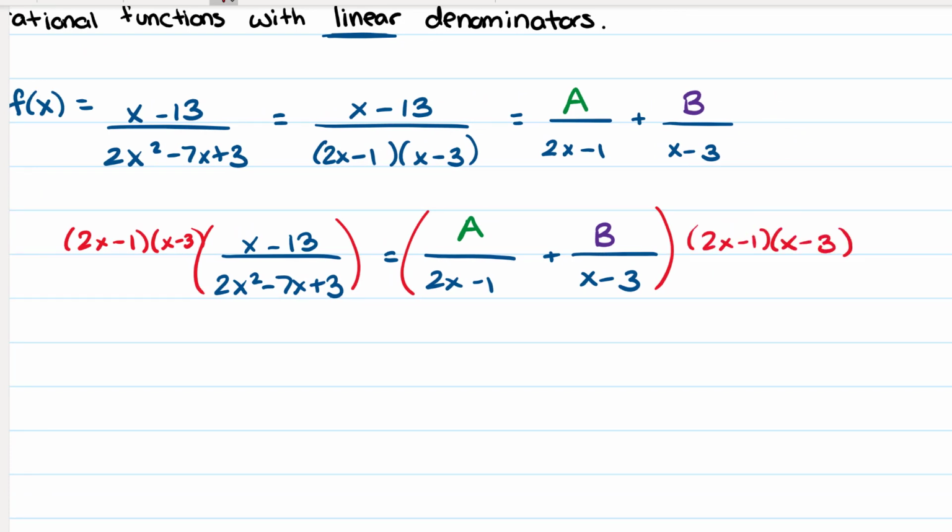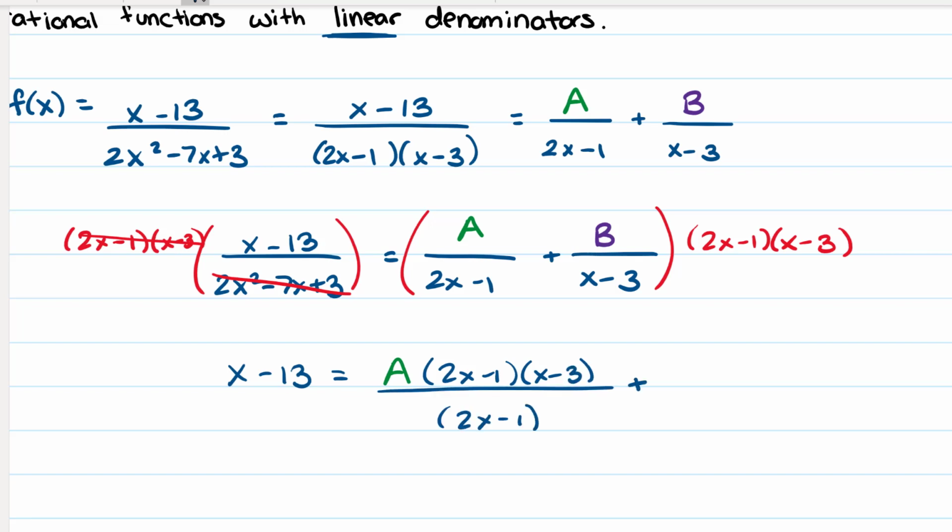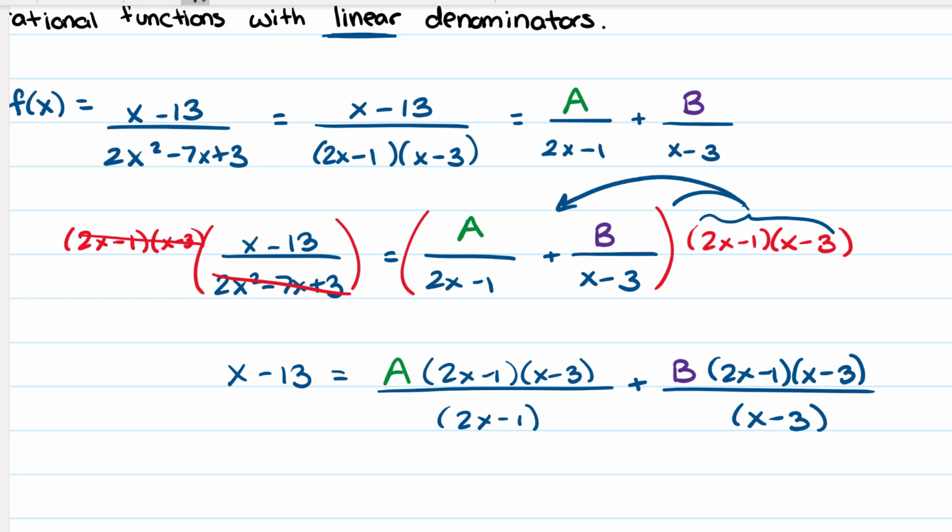So all of this is going to cancel off. So on the left side, I'm left with x minus 13 equals a times 2x minus 1 times x minus 3 divided by 2x minus 1 plus b times 2x minus 1 times x minus 3, all divided by x minus 3. Again, what I did here is I took this entire term and I distributed it to both. Okay, now we're going to simplify.